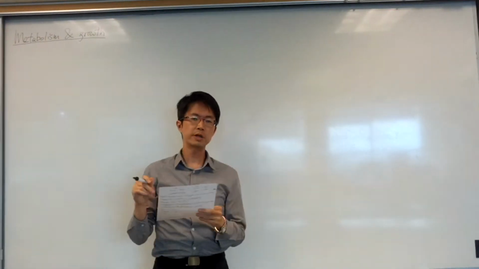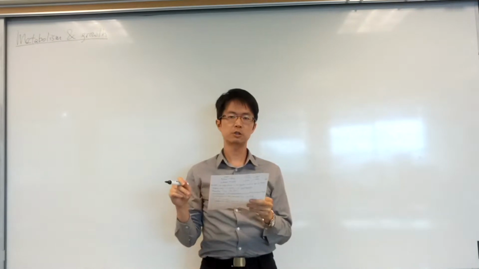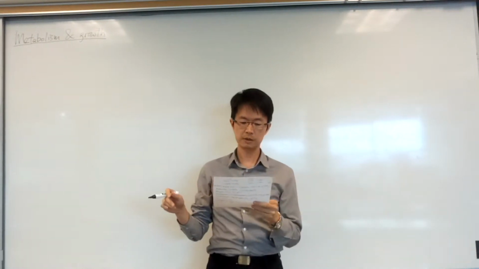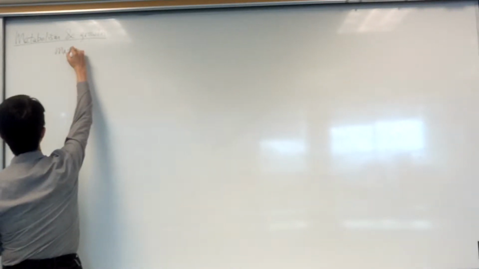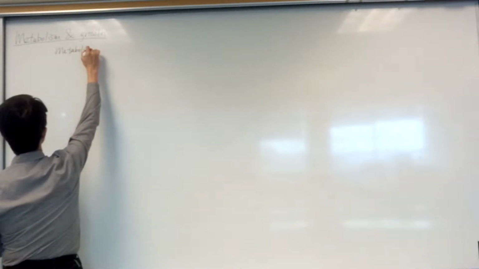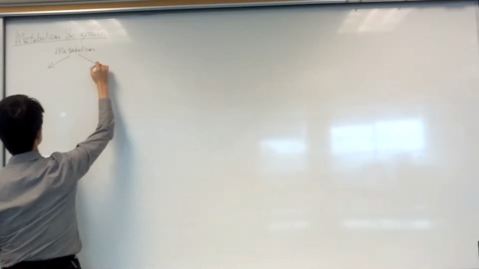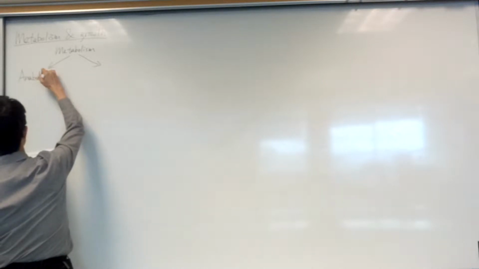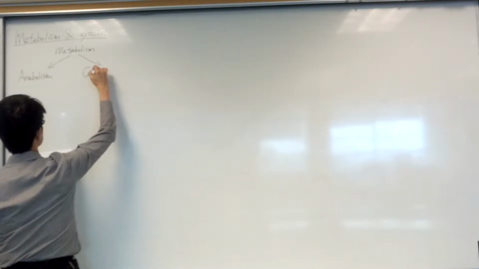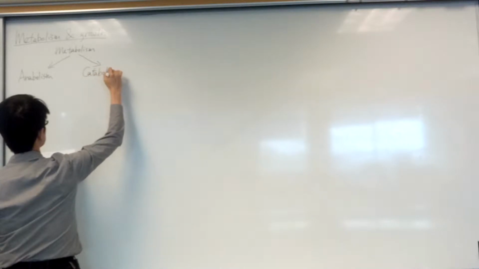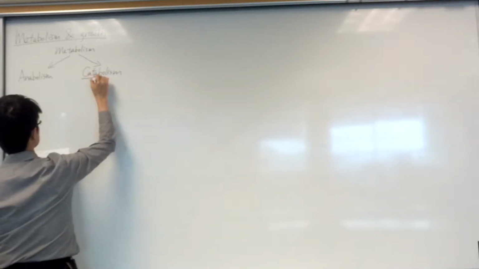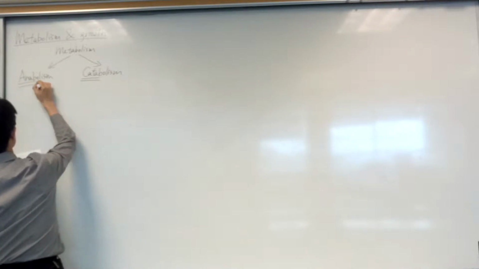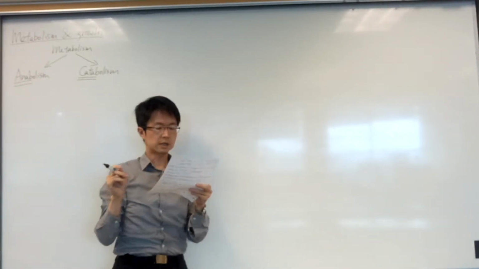So, a brief review: metabolism is divided into catabolism and anabolism. Cata is like breaking down, and ana is like building up.